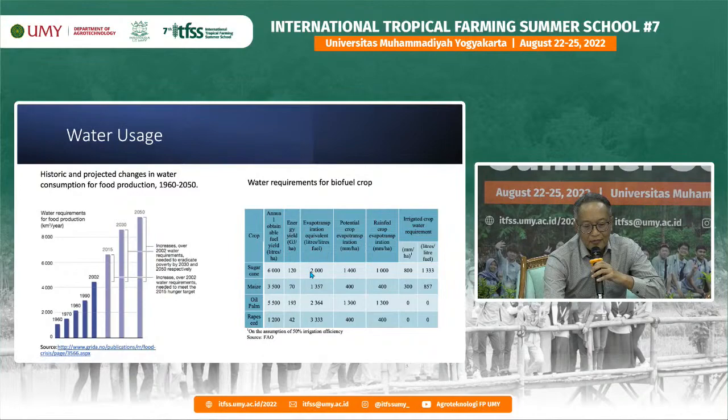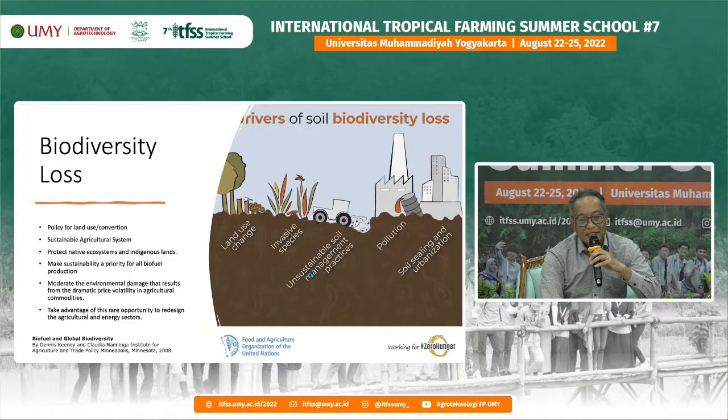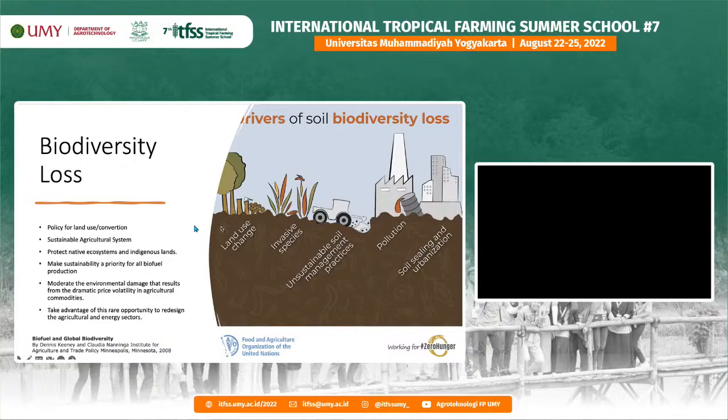And then also, as the previous slide says, we have to increase the land for biofuel crops. It means that there is a potential for biodiversity loss. So here, the main cause for biodiversity loss is land use change, invasive species, unsustainable soil management, pollution, and sealing. This is our concern here, because of the land use change from forest to plantation.